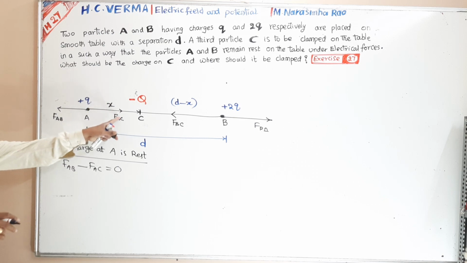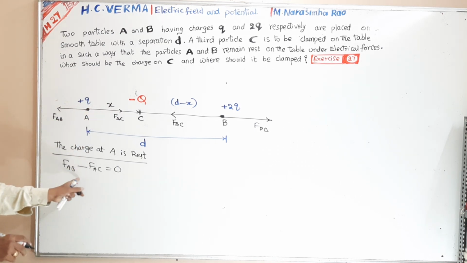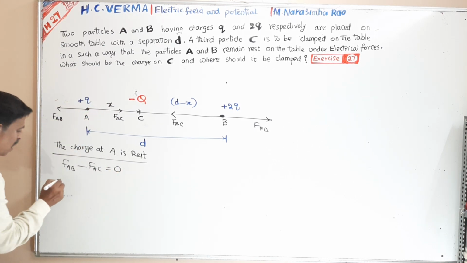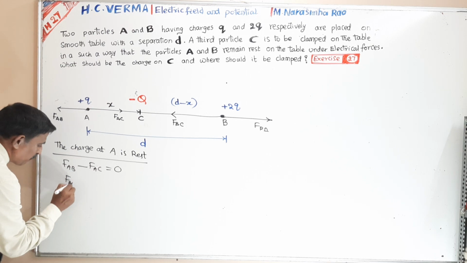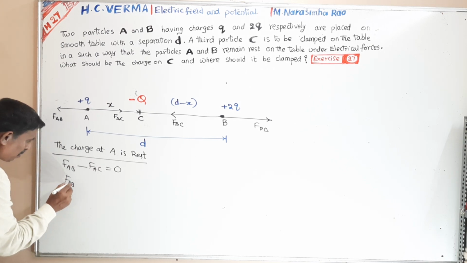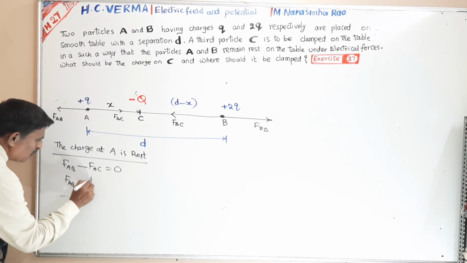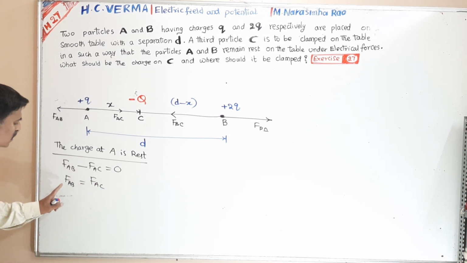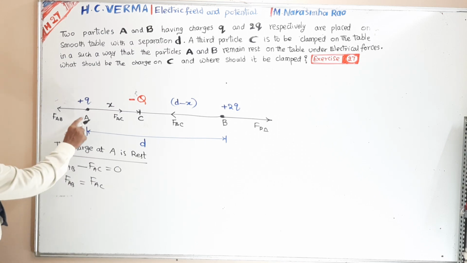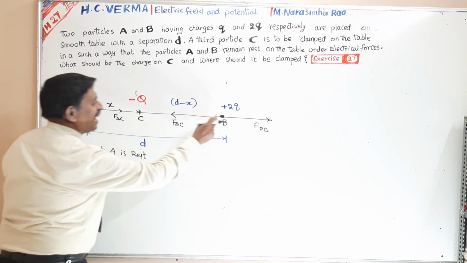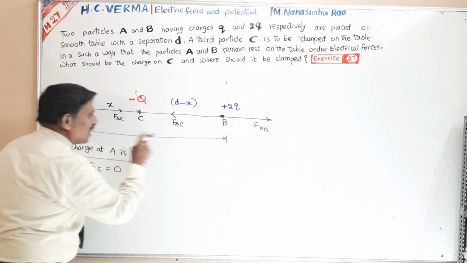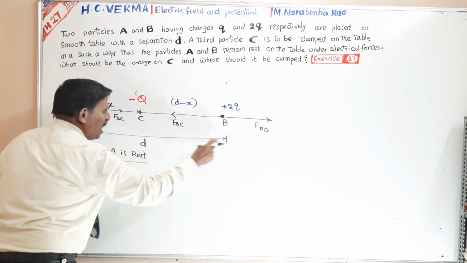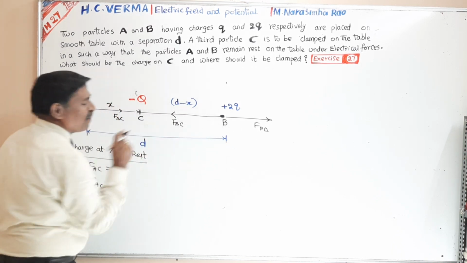Both are opposite in direction. It is in rest. Resultant force is 0. Force on A due to B is equal to force on A due to C. Force between the charges at A and B separated by a distance of D.